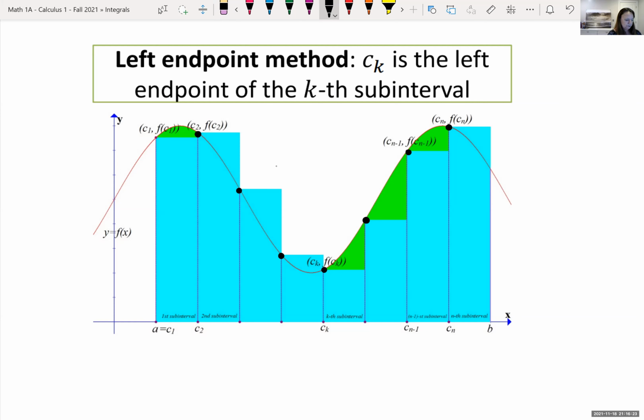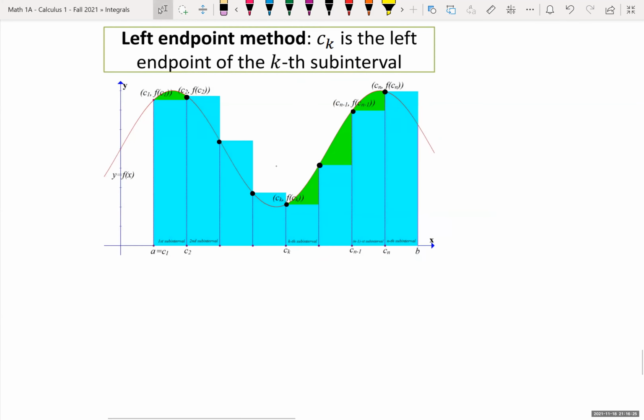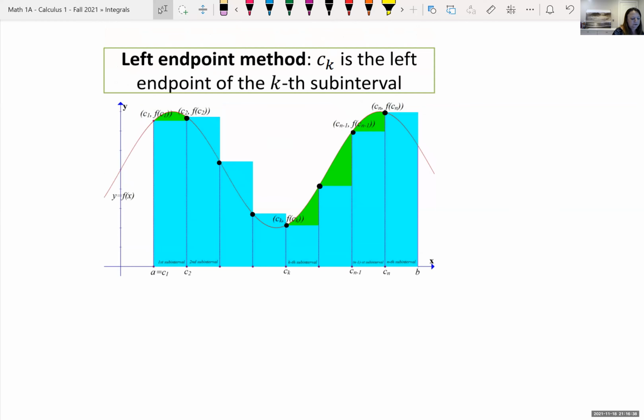We'll see. Is this stuff going to be on the chapter 4 test or no? No, so this would not be on that chapter 4 test. We just started chapter 5. Antiderivatives will be on that chapter 4 test though.